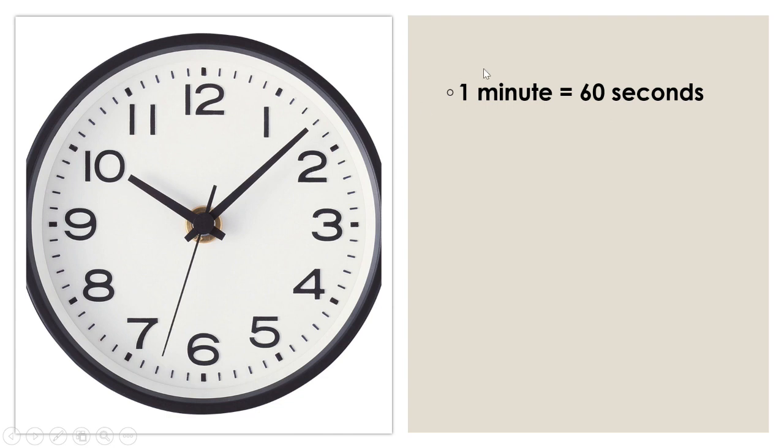Okay, now let us see. In 1 minute, there are 60 seconds. Why? Because the seconds hand had taken 1 minute to complete one rotation. Or we can say it had taken 60 seconds to complete one rotation. So 1 minute is 60 seconds.